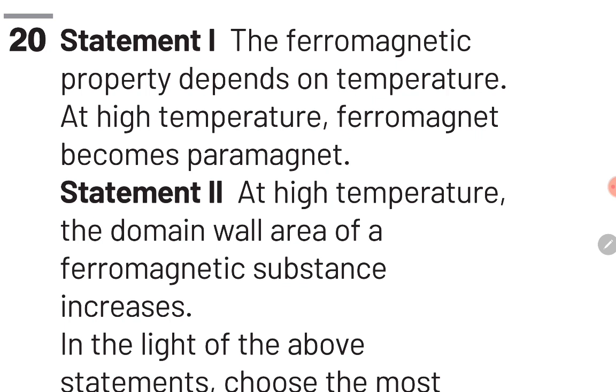So guys, in summary, statement 1 is correct and statement 2 is wrong. You just have to keep in mind that on increasing temperature, the domain wall area of ferromagnetic material will decrease and therefore ferromagnetism will decrease on increasing temperature. So with this we have completed this question. Now let's move ahead to the next slide.